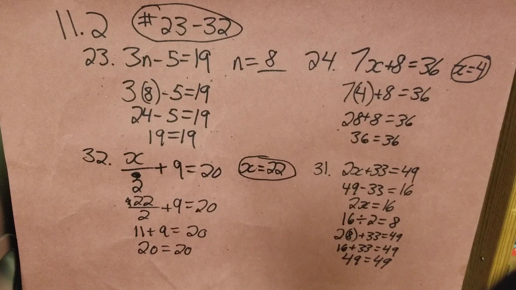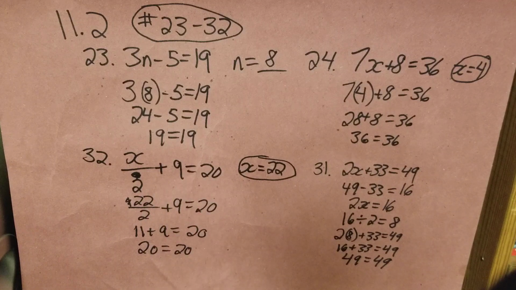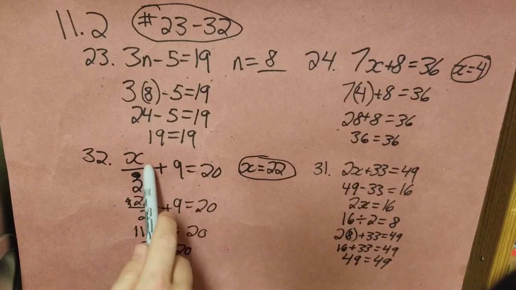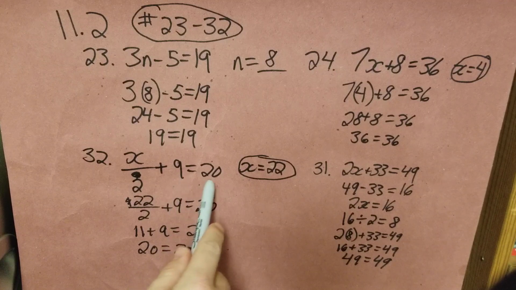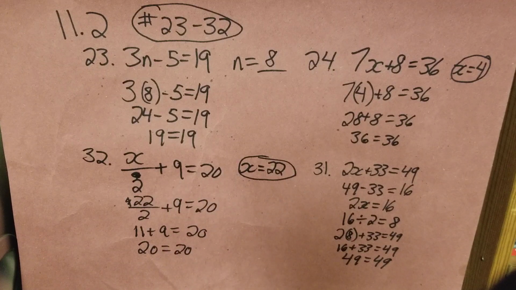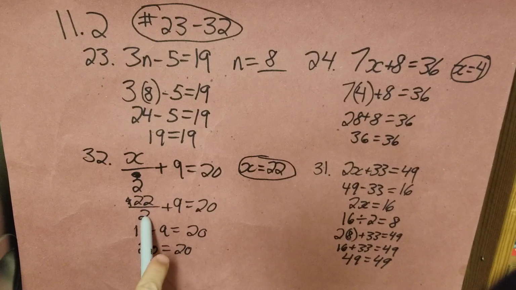Let's guess 16. 16 divided by 2 is 8. 8 plus 9 is 17. I've got to go higher yet. So I'm going to go to 22. 22 divided by 2 is 11. 11 plus 9 is 20. I got the right answer. Again, the process is the checking. So I replace the x with 22. 22 divided by 2 plus 9 is 20. 22 divided by 2 is 11. 11 plus 9 is 20. I know I'm right. Okay, good.